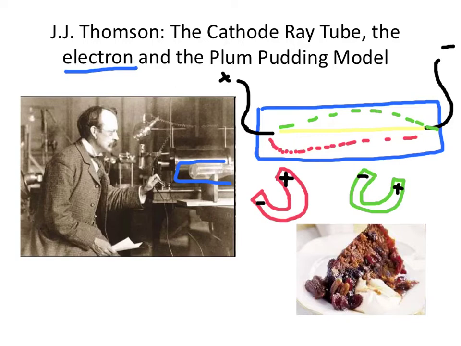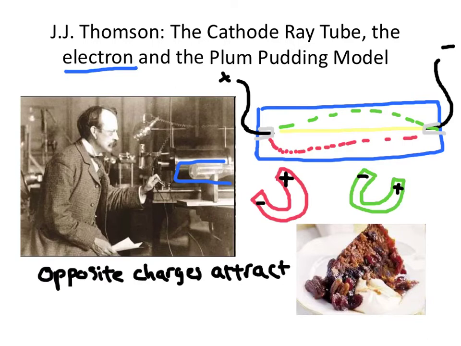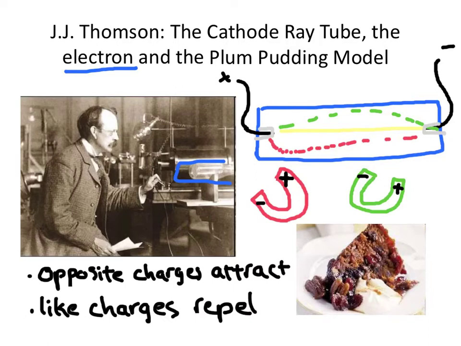This really puzzled Thomson, and he was worried that some confounding variable had slipped into his experiment, so he went back in and built a whole bunch more cathode ray tubes, and each time he would use a different metal for the node, but always the same thing. The particles would always deflect away from the negative end of a magnet towards the positive end of a magnet, and they would always deflect the exact same amount. Now, in electromagnetism, opposite charges attract and like charges repel. This left J.J. Thomson with only one conclusion.